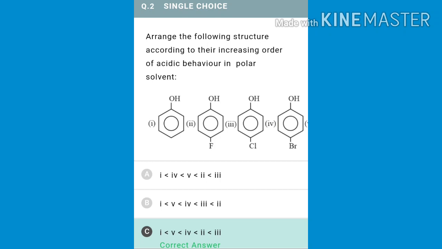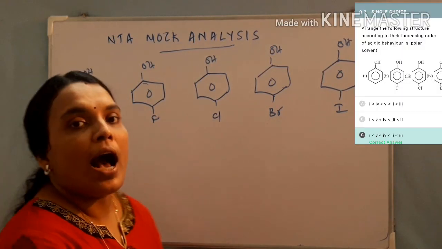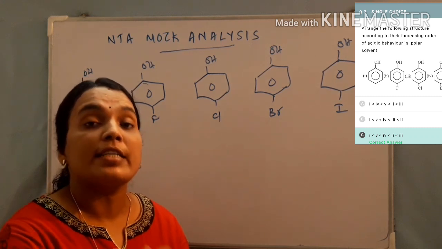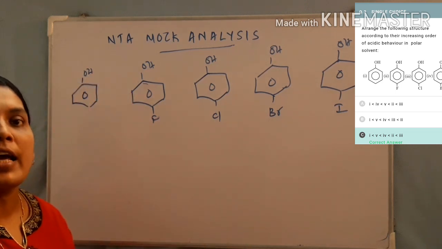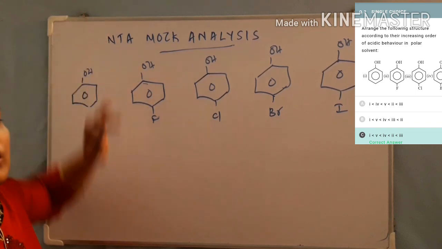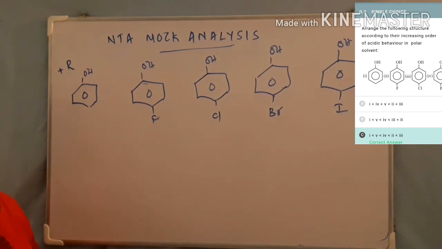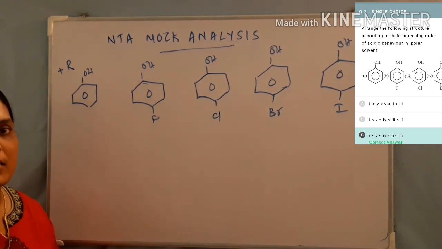Arrange the following structures according to their increasing order of acidic behavior in polar solvents. Listen. We know acidity means the tendency to release H plus ion. So this is phenol. Phenol is an acid because it has a tendency to release H plus ion, as it shows a plus R effect. So the phenoxide ion is formed, that is why acidity increases.